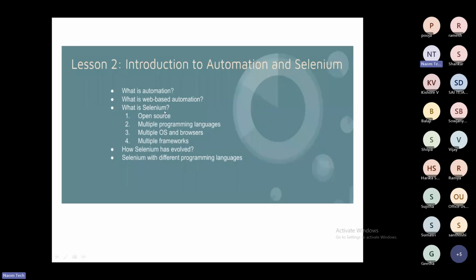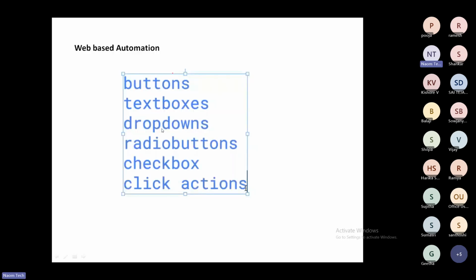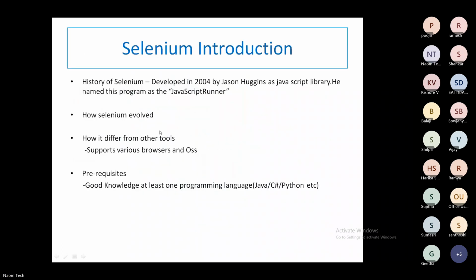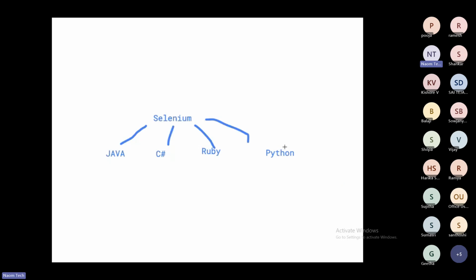So what are the features of Selenium? It is open source. Open source is why it is very popular. Many companies still depend on Selenium because it's not licensed and it gives the best for the companies. That's why it is so popular in today's competitive world. It's open source, which is free of cost, and it supports multiple programming languages. We can implement Selenium with Java or C Sharp or Ruby or Python and many more.